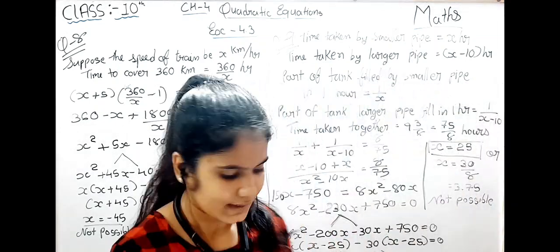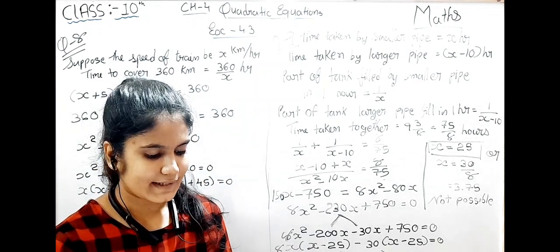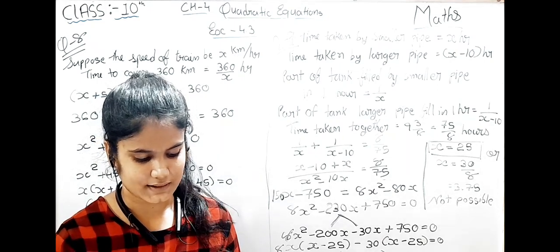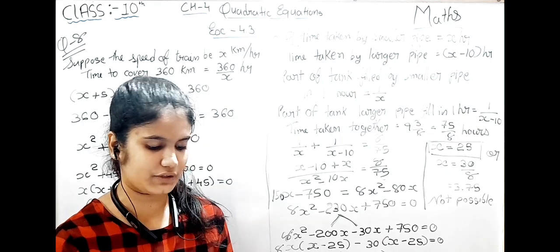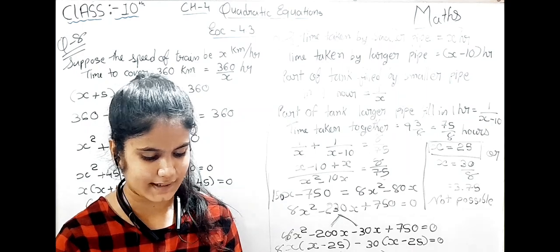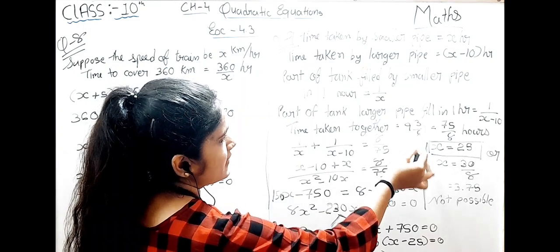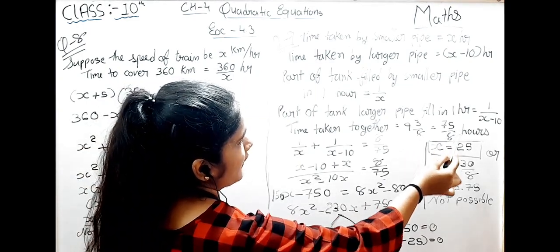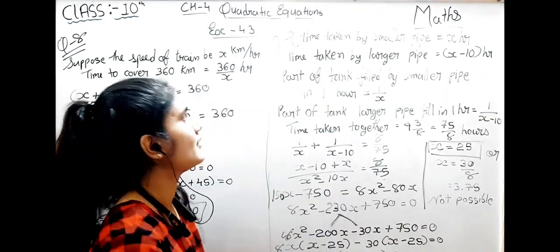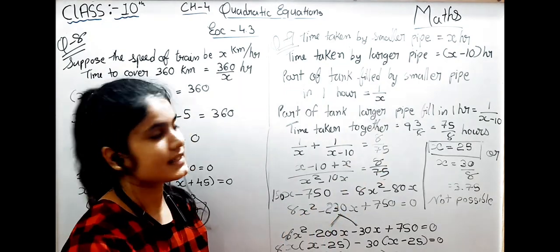In question number 9, it is given that two taps together can fill a tank in 9 integer 3 upon 8 hours. The tap of larger diameter takes 10 hours less than the smaller one to fill the tank separately. Find the time in which each tap can separately fill the tank. Both the taps together fill the tank in 9 integer 3 upon 8 hours, which is equal to 75 upon 8 hours. We suppose that time taken by the smaller tap is equal to x hours. Time taken by the larger pipe is equal to x minus 10 hours.